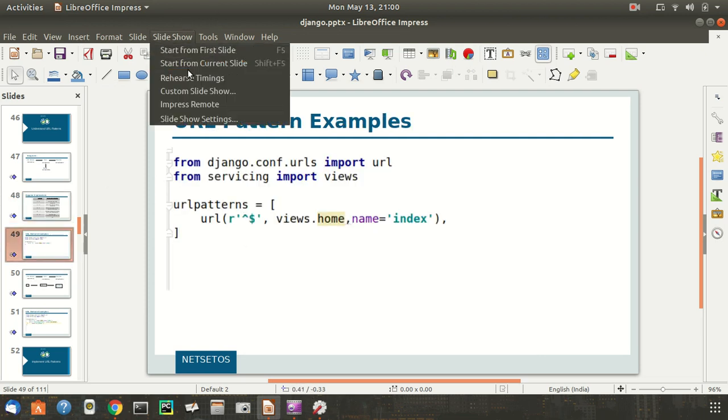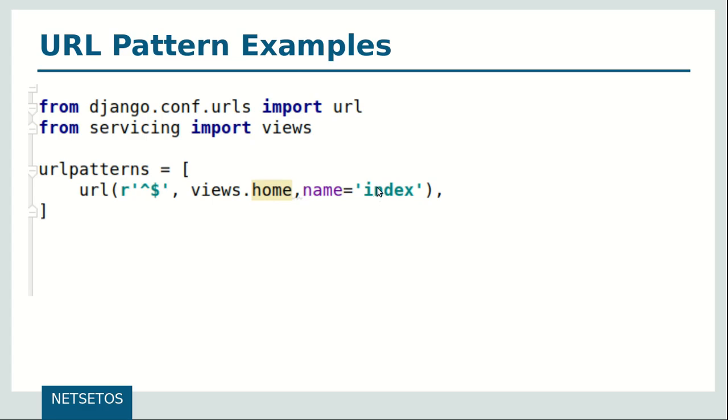Now let's look at some example URL patterns. The urls.py file will define a variable called urlpatterns, which is a list of calls to the url function. The url function has three parameters. The first parameter is a regular expression. This will be used to match against the request.